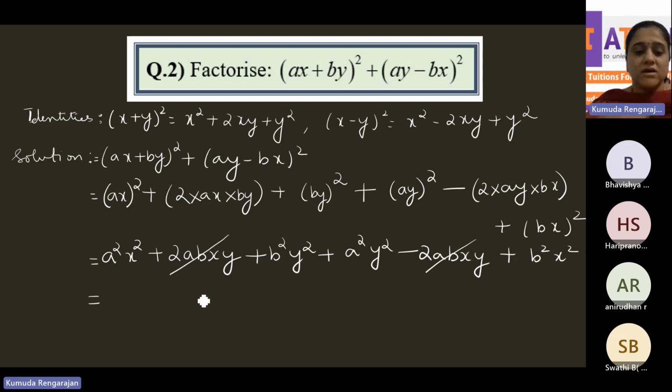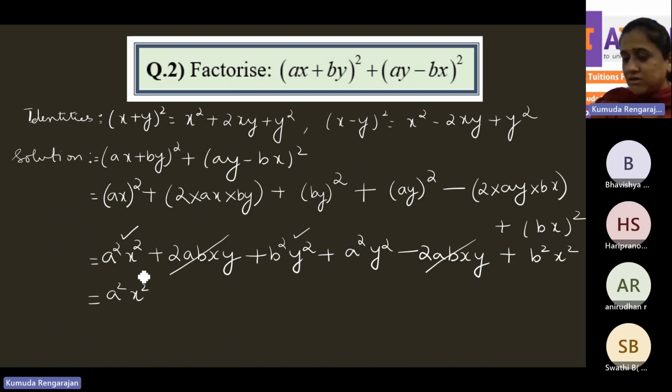Gets cancelled. So what are we left with? A square x squared. Now group it so that you can take something common. There are 4 terms, no? There are 4 terms. Group it now.